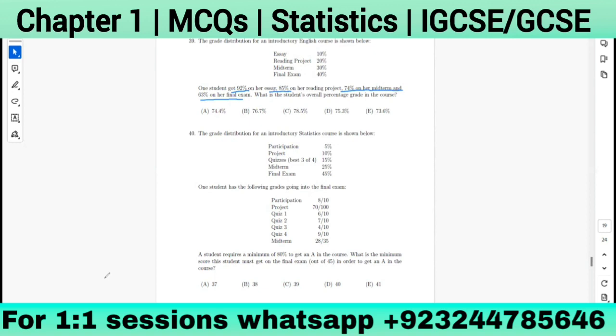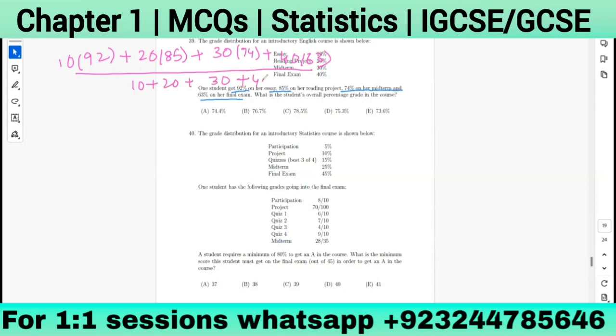So how to find the percentage grade? Very easy. We already calculated: 10 times 92 on essay, plus 20 times 85, plus 30 times 74 for the midterm, plus the final exam, which is 40% of 63, and the total is 10 plus 20 plus 30 plus 40. Okay, calculate the answer.